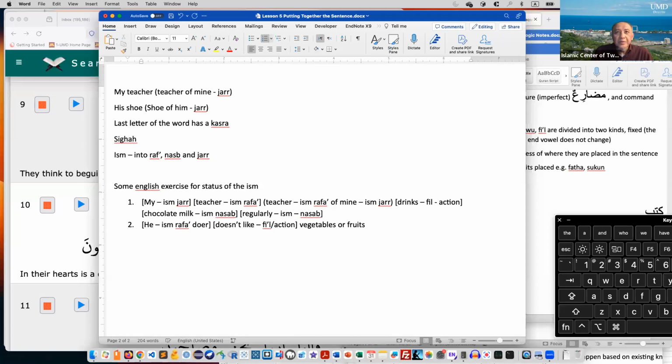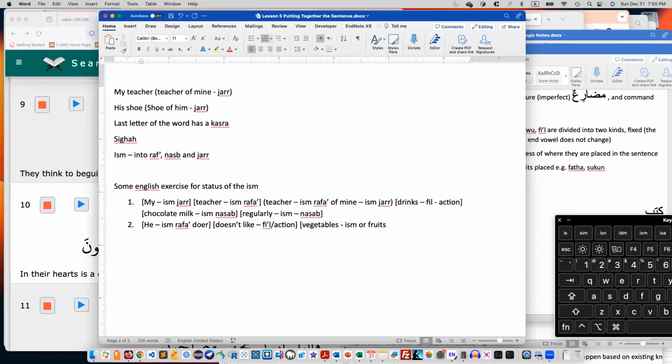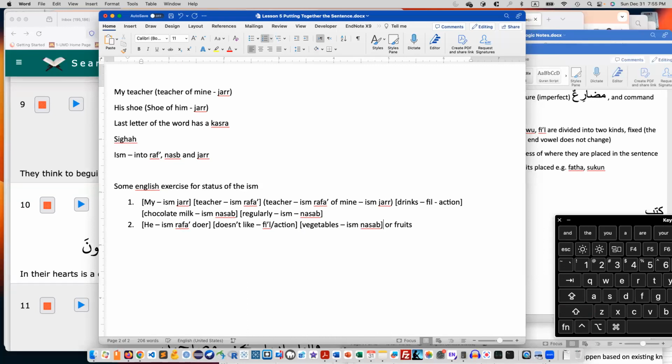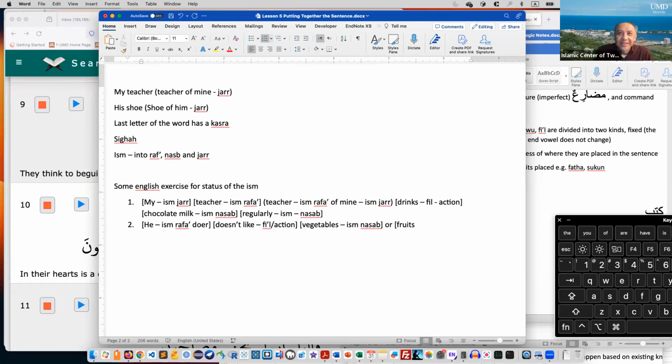All right. What about this one? Vegetables or fruits? What kind of isim word is it? It's the same, obviously. And what is its status? It's the same what? It's nasab. Very good. What about the fruit? Nasab. The same. Very good. There we go. We're getting there, I think, right? So this is the same nasab.